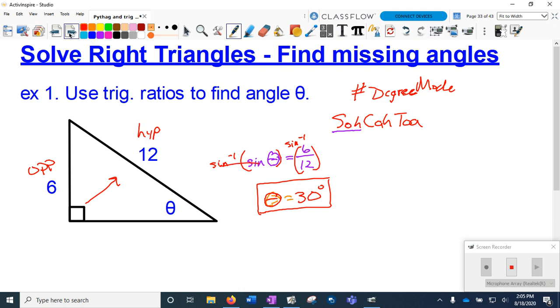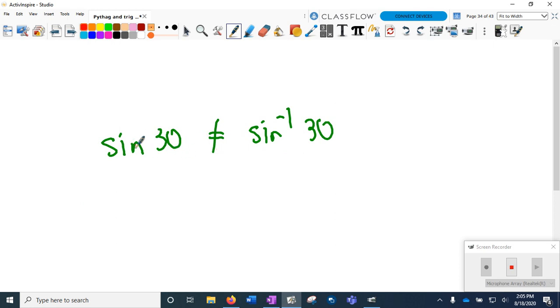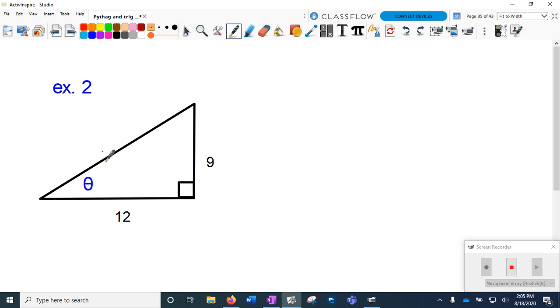Okay, before we move on, I just want to point out that sine of 30 is not the same thing as sine inverse of 30. Okay, those are not the same. Notice one's got a little inverse thing, so make sure you're using the right function in your calculator when you're doing your calculations. Okay, all right, last example, same thing.